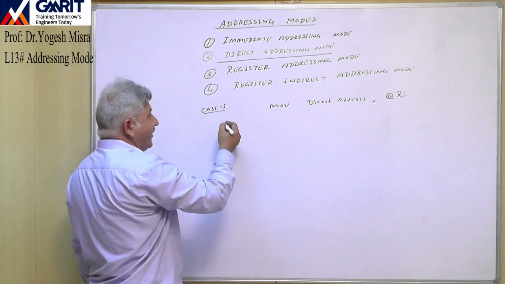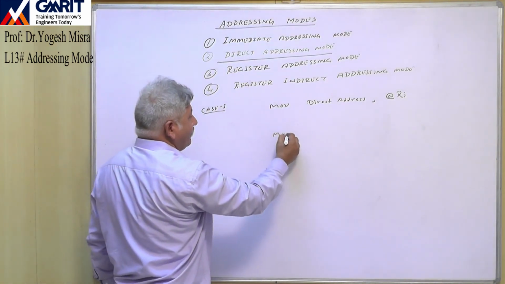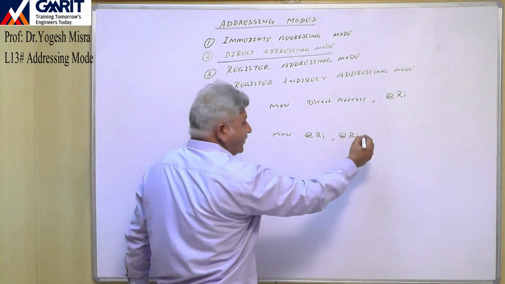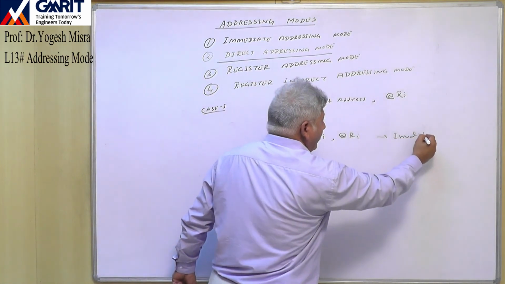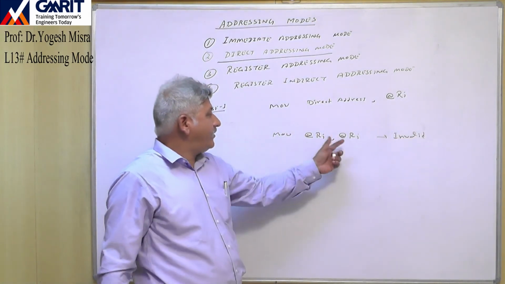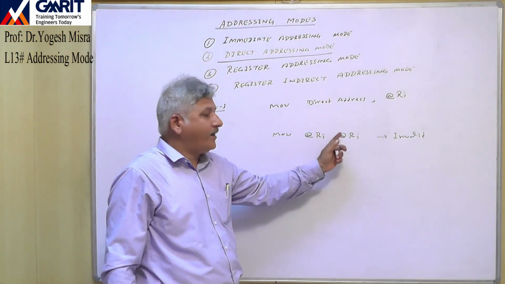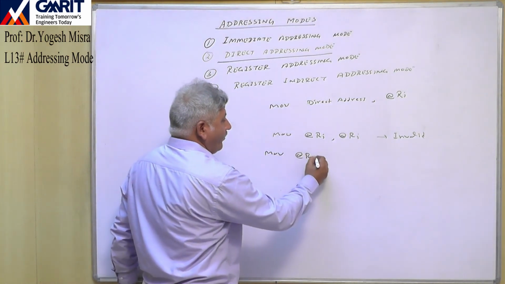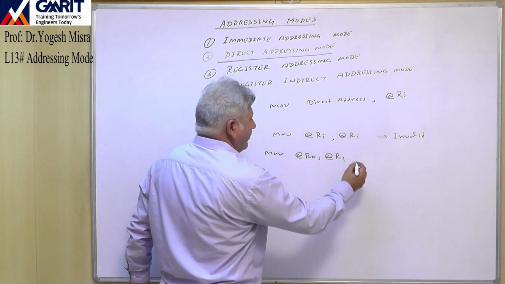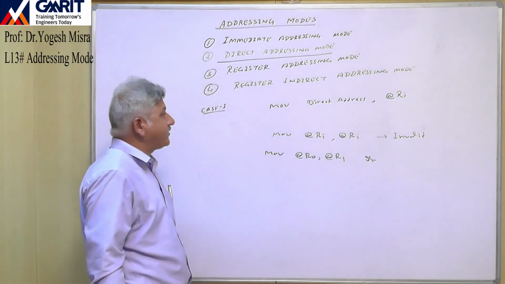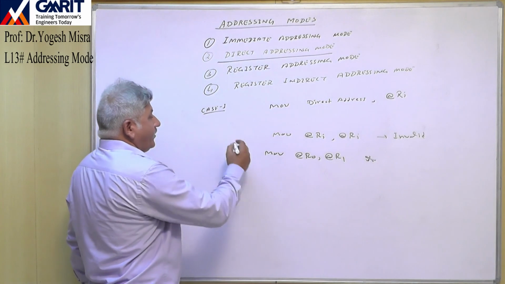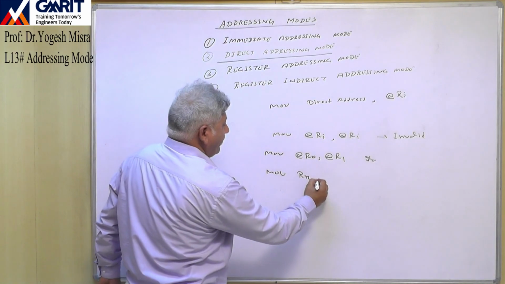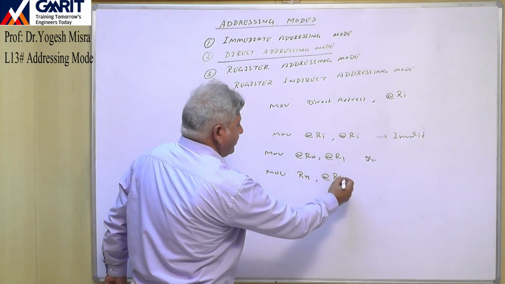And in case of register indirect addressing mode, the invalid instructions are these: move @Ri, comma @Ri. So this is invalid. At the source and destination, at both places, we cannot use the indirect addressing mode symbol. For example, move @R0, comma @R1. This is not possible. This is an invalid instruction. And another invalid instruction is move Rn, comma @Ri. So this is also invalid.